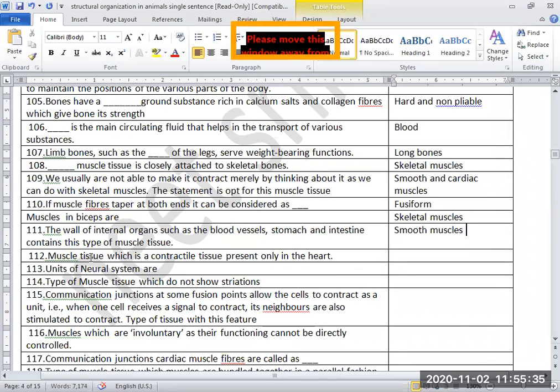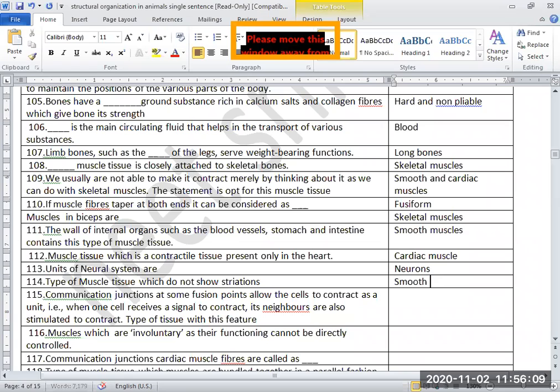Next, question number 112. The muscle tissue which is contractile tissue present only in the heart is cardiac muscle. Units of the neural system are neurons. Type of muscle tissue which does not show striations: smooth muscle. Very good.